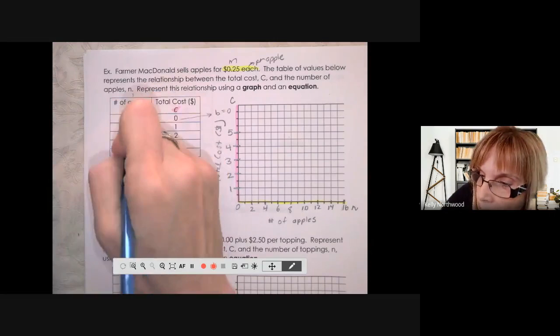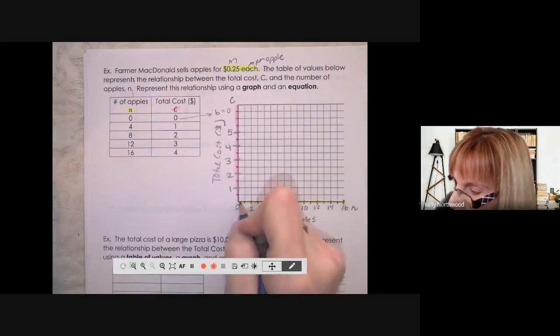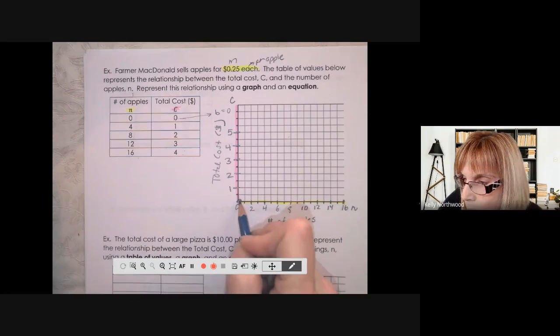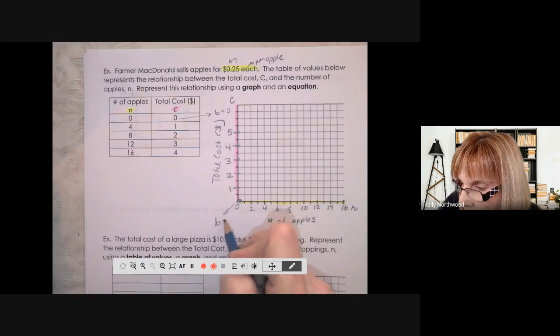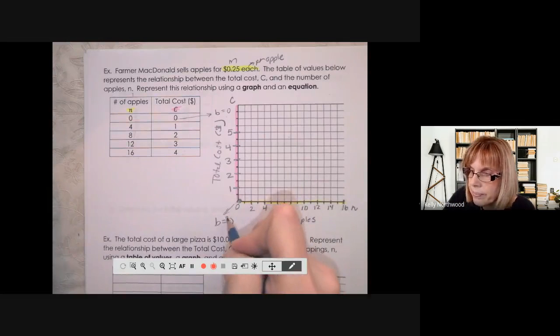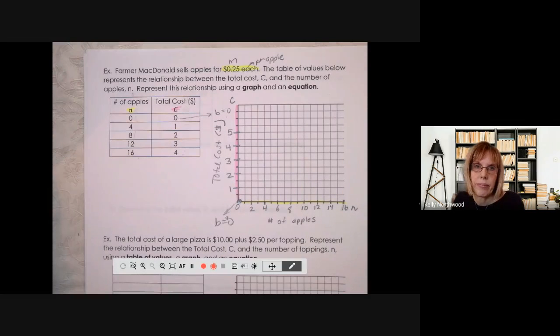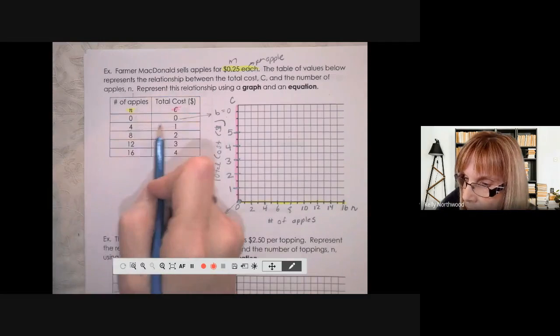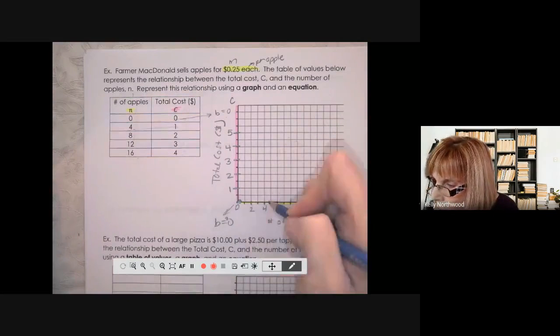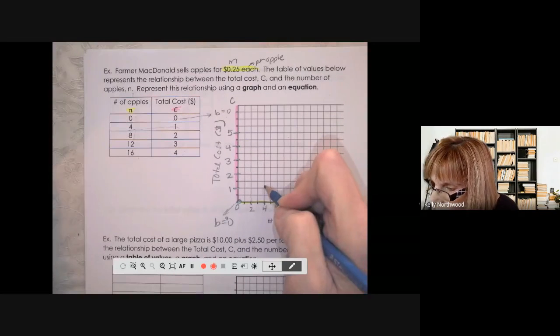So our first row represents the point 0, 0, which is right down here. And that's where we start. So that's our B value. So we were right in thinking that B was $0. Here, so our initial value is 0. The second row is 4 apples and $1. So we go over to 4 and up to 1.